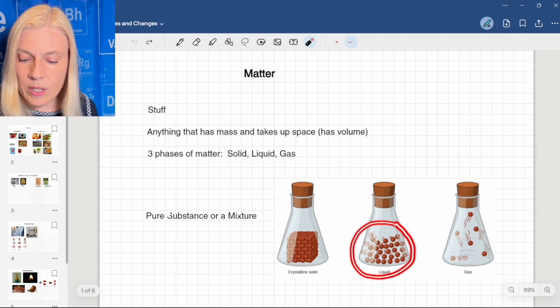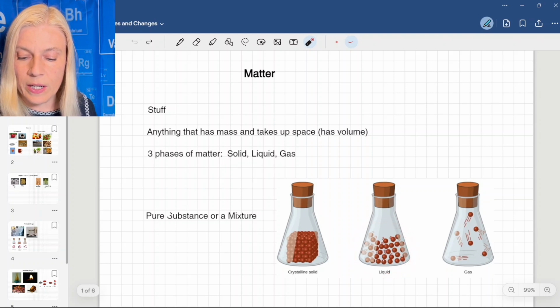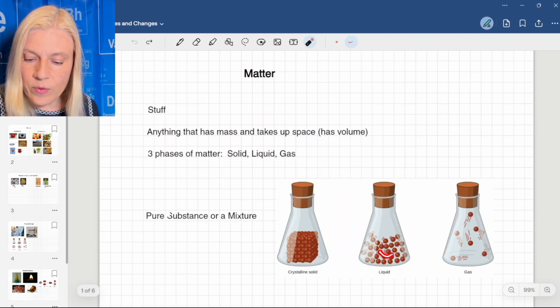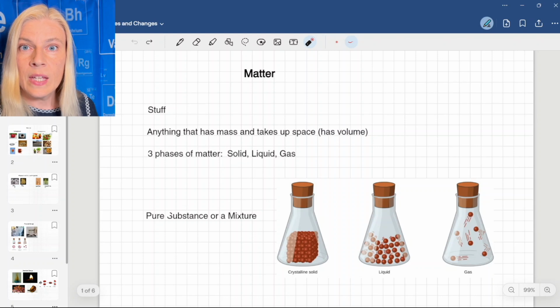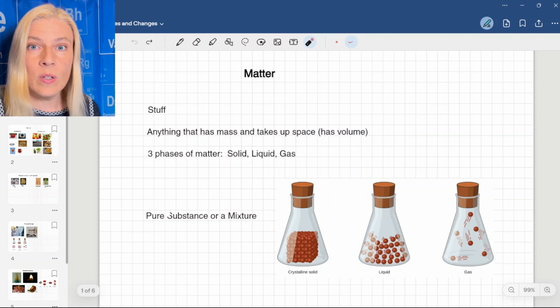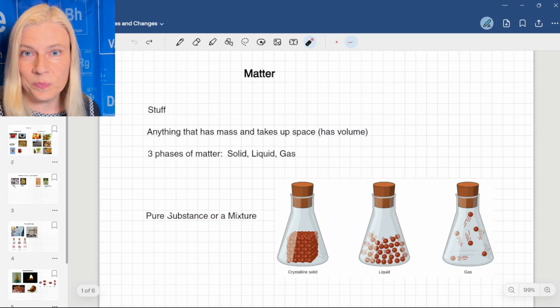Here we have our liquid. We have a little bit more space between particles. The particles are still close together. They still touch one another. But now they can move, slide past one another. So there is a little bit of movement between them. So liquids do not have a definite shape. However, they do have a definite volume.